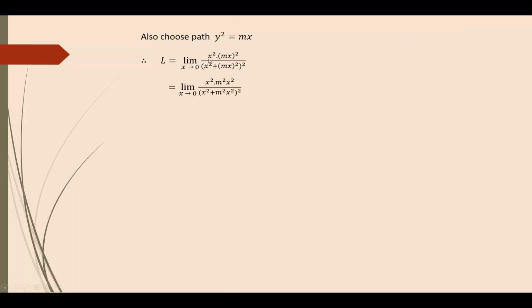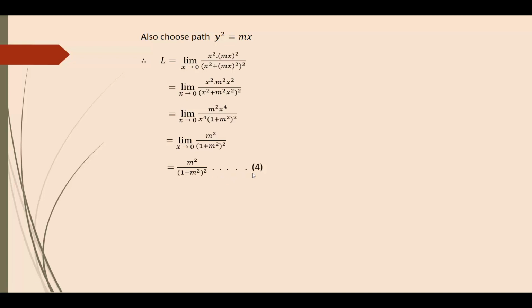Equal to limit as x tends to 0 of x square into m square x square upon (x square plus m square x square) whole square, equal to limit as x tends to 0 of m square x raised to 4 upon, here x square common, (x square) whole square is x raised to 4, inside the bracket (1 plus m square) whole square. Then this x raised to 4 and x raised to 4 cancel, limit as x tends to 0 of m square upon (1 plus m square) whole square, and it is equal to m square upon (1 plus m square) whole square. Denote this as equation number 4.